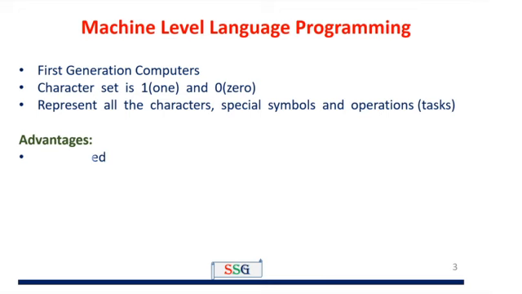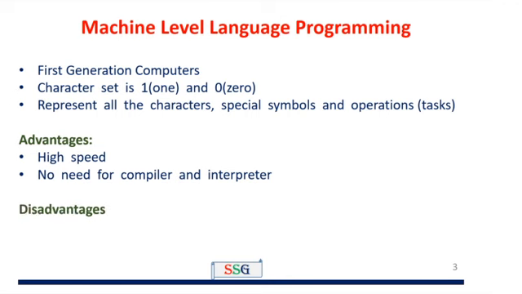Then the advantage of machine level language programming is high speed, because here all the programs are written in the form of zeros and 1s. That is machine code. That means it's high speed. There is no need for a compiler and interpreter to convert from one language to another language. So it's high speed.